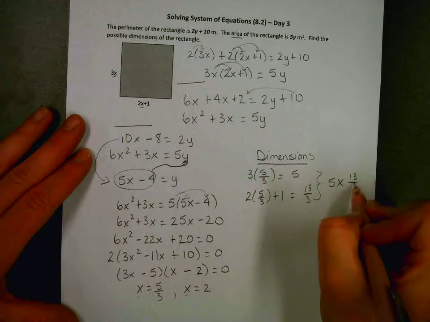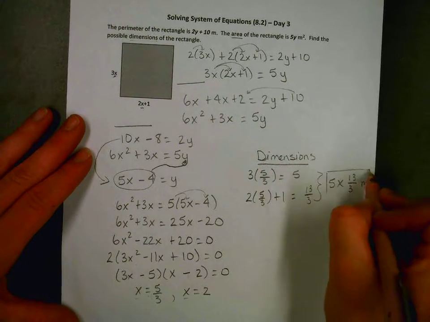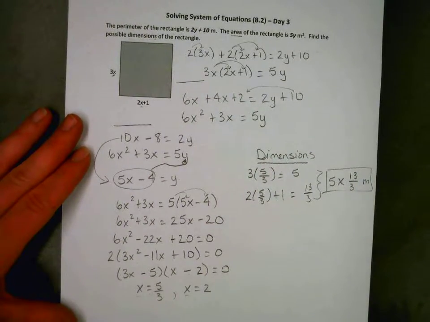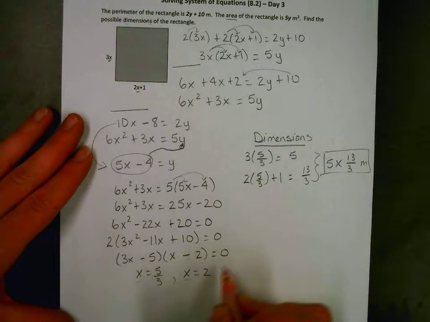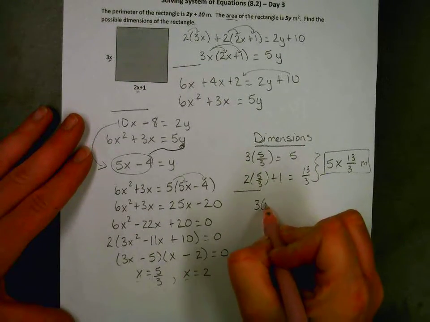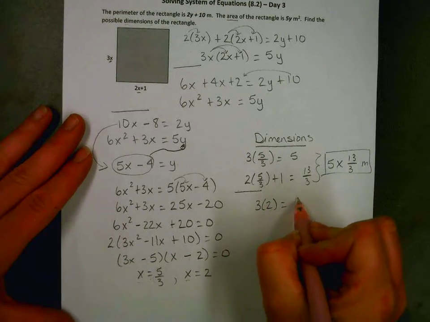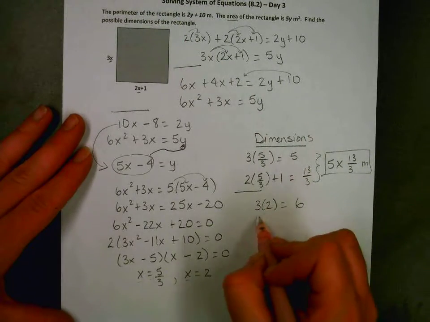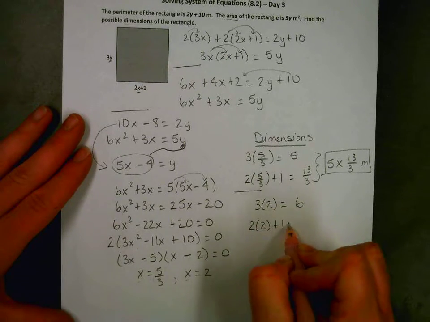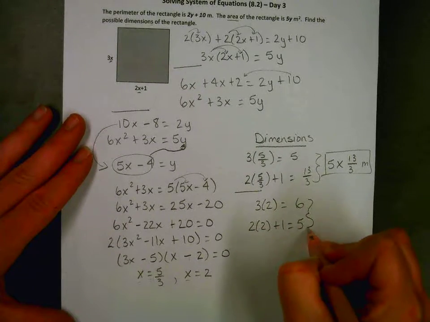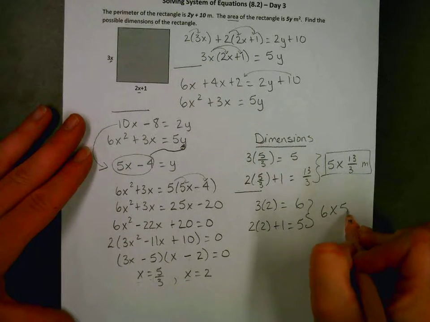Now you need to find the other possible dimensions using an x value of 2. I'm going to now substitute in 2 for my expressions. So 2 times 3 is 6, and then 2 times 2 plus 1 gives me 5. So for this possibility, the dimensions would be a 6 by 5 rectangle. And both of these are possible solutions to the question.